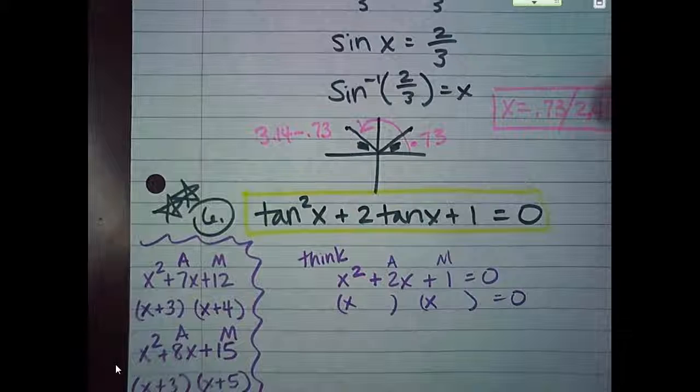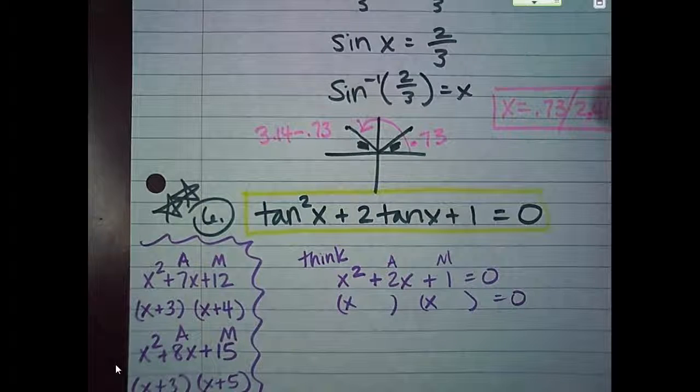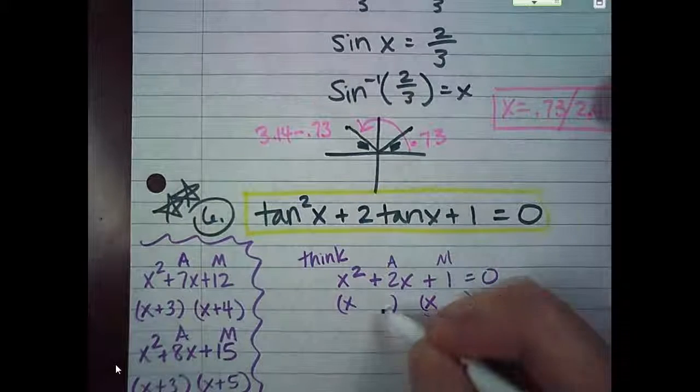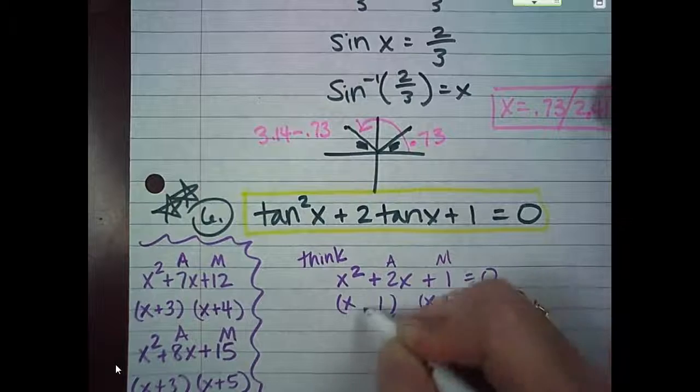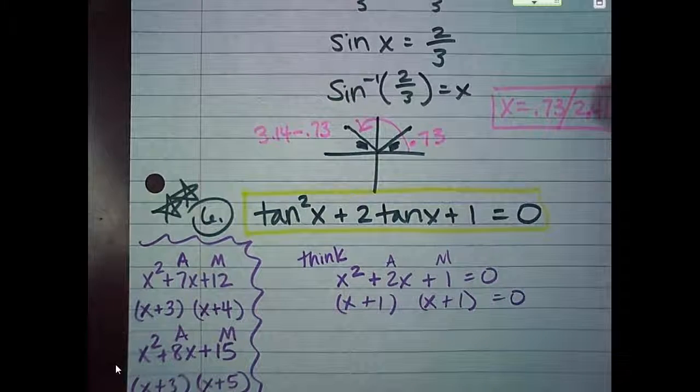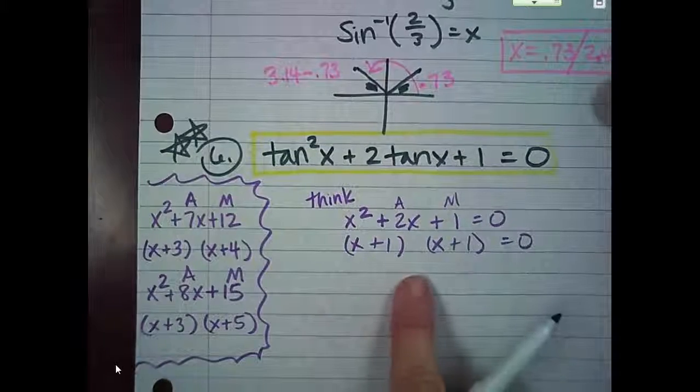What numbers am I going to use? There's only one way to get 1. How do you get 1? 1 times 1. What's 1 plus 1? 2, so it works. This problem is even easier because they're exactly the same, right?